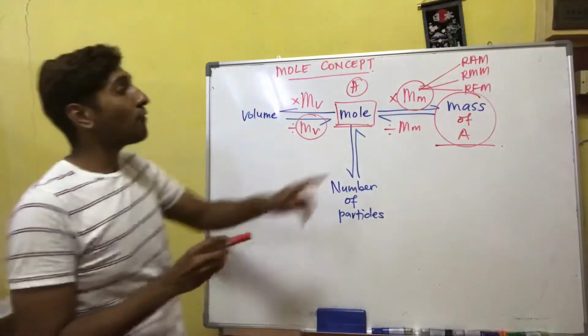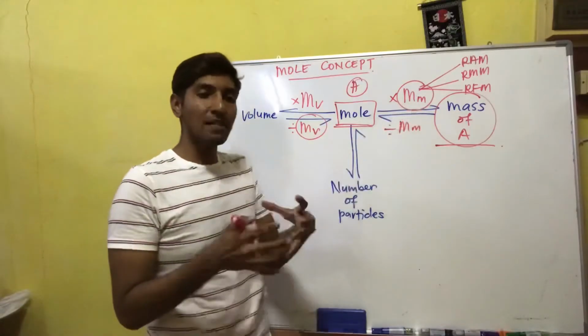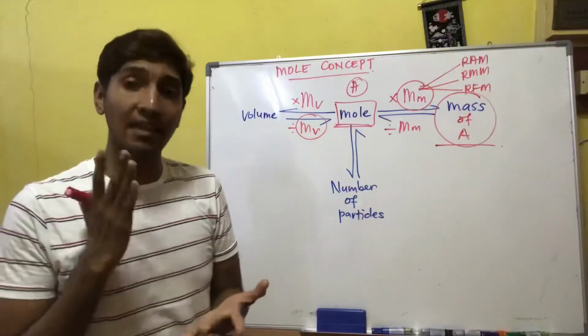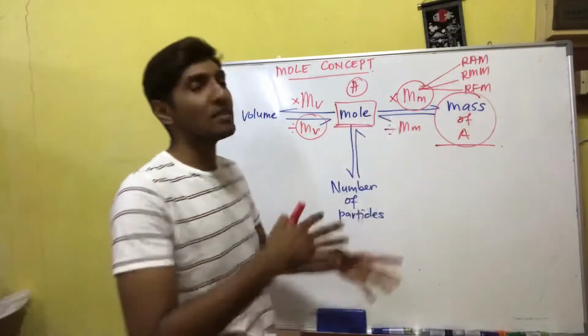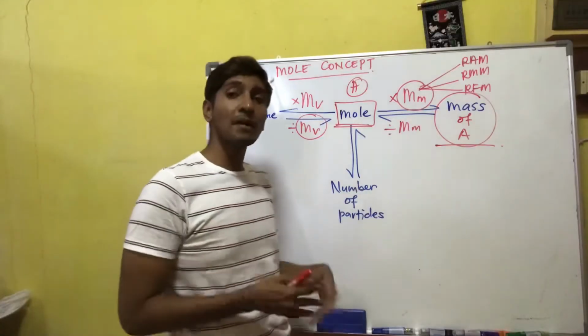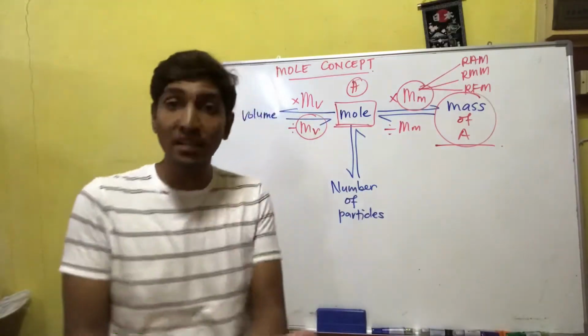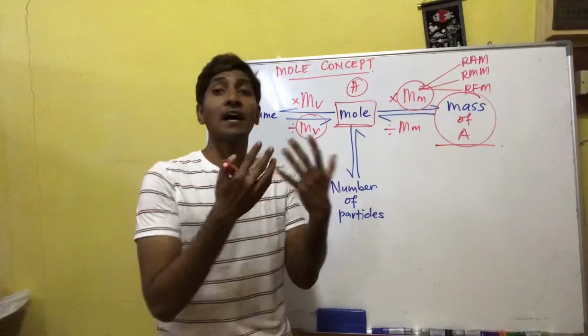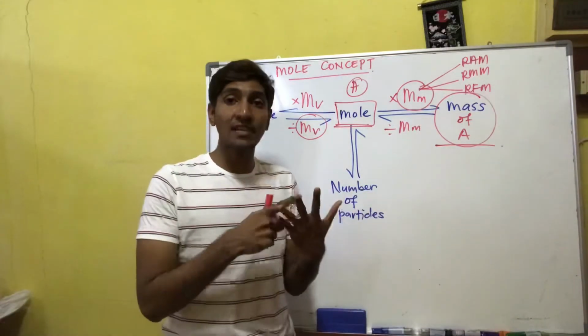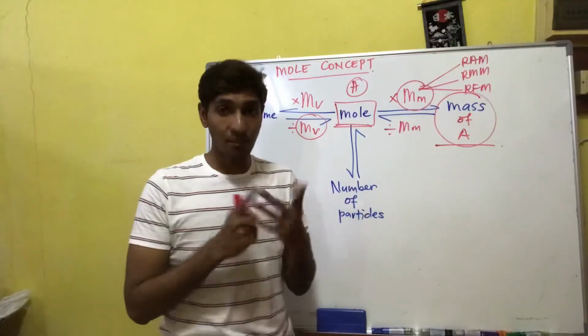Now for molar mass, it depends on the RMM or RFM or even RAM of the molecule, which is very, very changeable. If I use copper, it would be different. If I use copper sulfate, it would be different. If I use copper hydroxide, it would be different. Because when I change the substance, the molar mass changes, right?